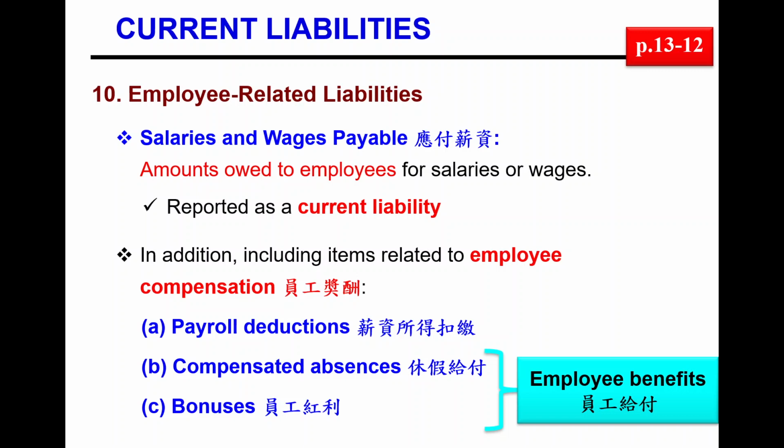So what's that? It means we want to give benefits to employees. Because of this, we have different kinds of liabilities incurred. Okay, so overall, you can say it is employee compensation. Because of employee compensation, we have especially the second and third liabilities. Okay, so let's look at the first one, payroll deductions. Payroll deductions, 薪资所得扣减. So what does it mean?